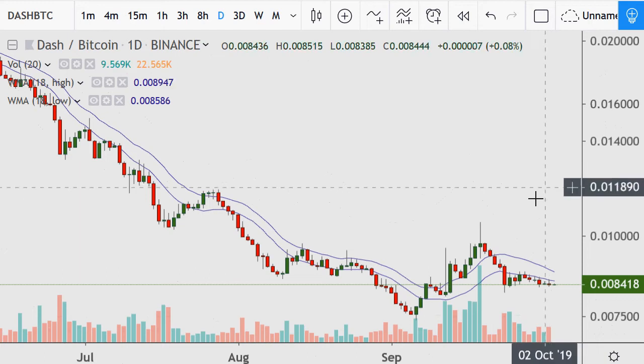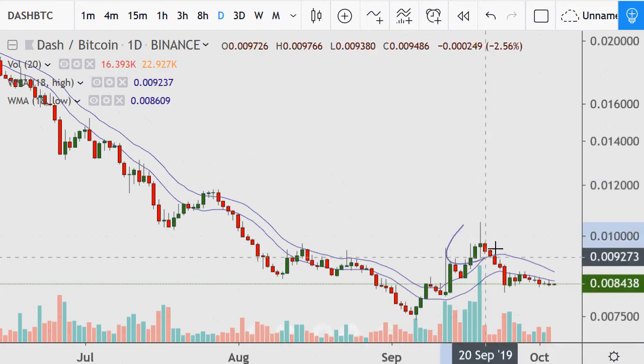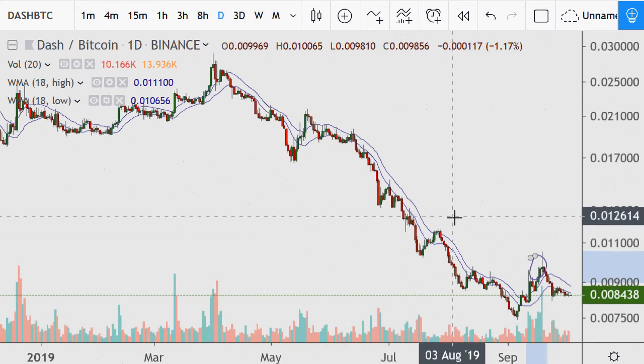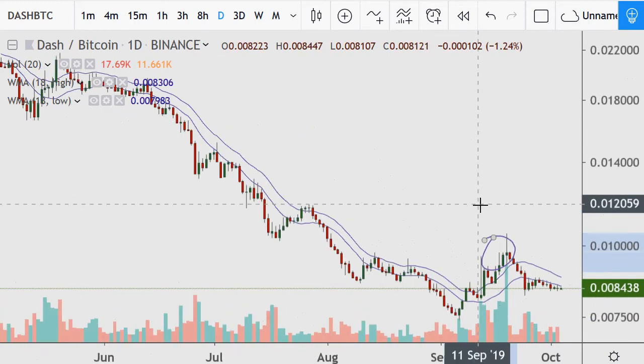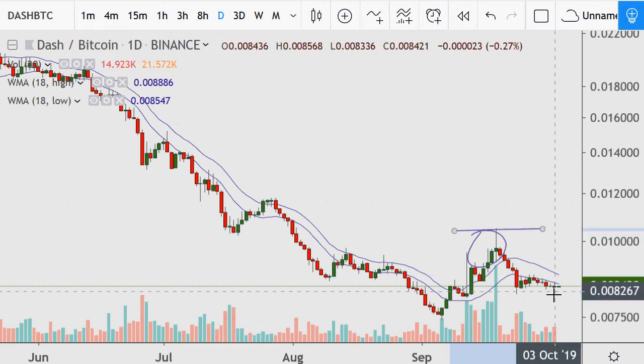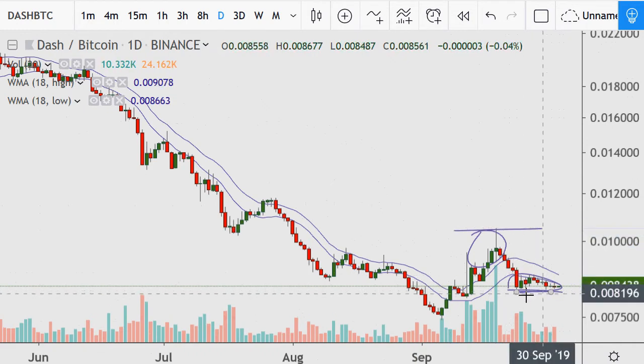Dash is very similar to Bitcoin Cash. We're looking at the possible failed breakout in here, and we've had several lower highs and lower lows. At some point, this downtrend has to end. Is it going to end now? Maybe. It's got to get above this line. Right now, we're seeing a lot of weakness here within the 18, but just like Bitcoin Cash, it's got to break down this layer of support.